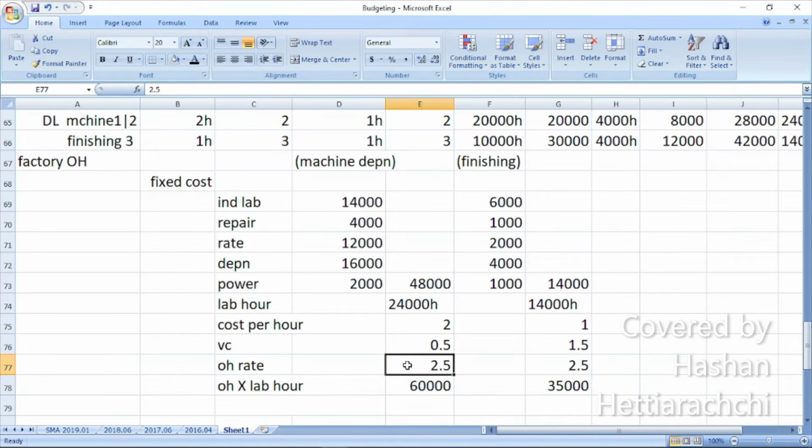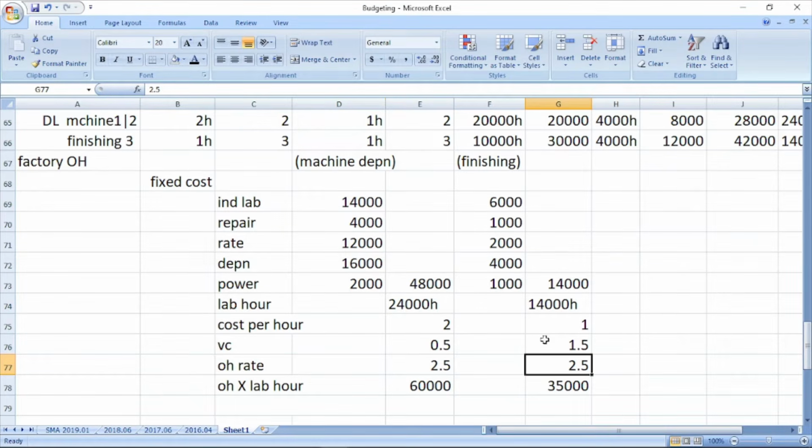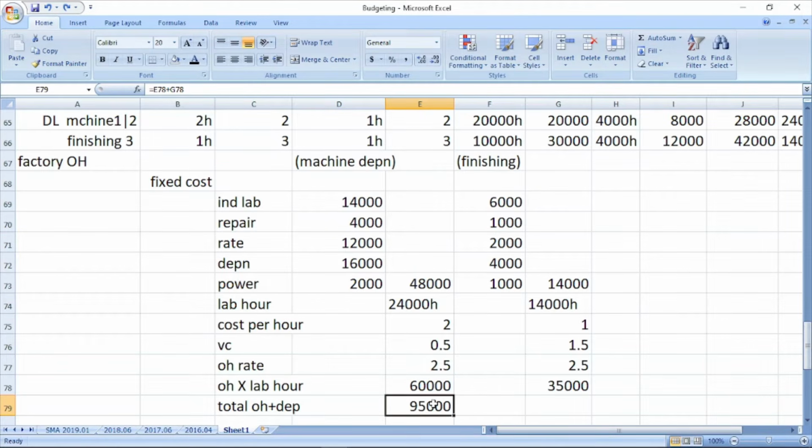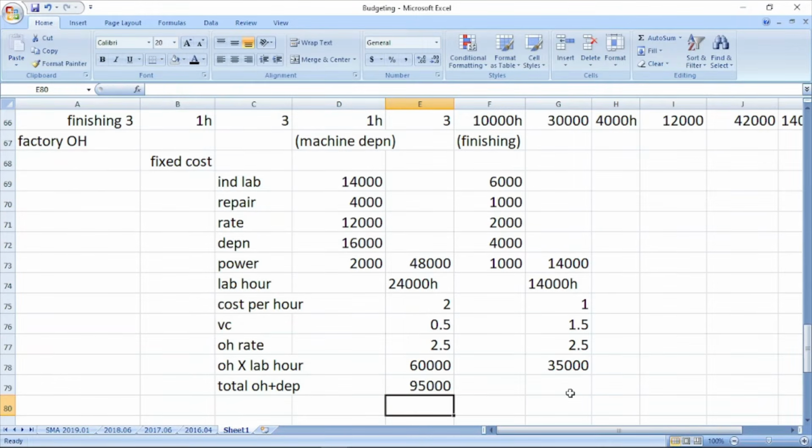The overhead rate multiplied by the relevant hours: 2.5 into 24,000 is 60,000, and 2.5 into 14,000 hours, it is 35,000. Right. Next we can get the total overhead of the departments. It is 95,000. How do we get the 95,000? The 60,000 plus 35,000, it is 95,000.